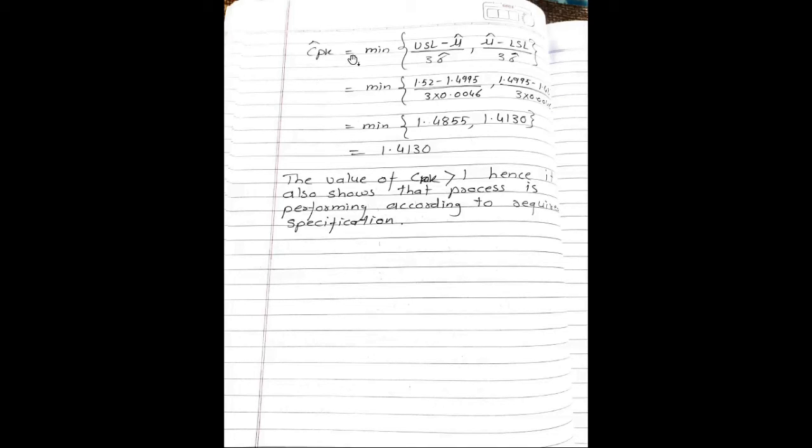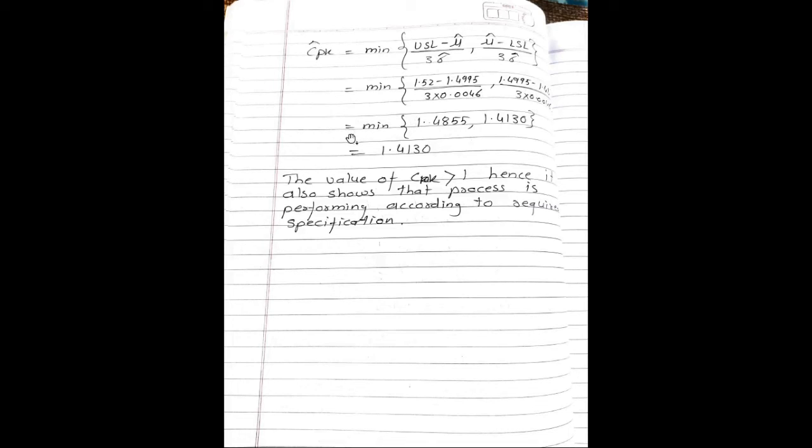CPK can be calculated as the minimum of (upper specification limit minus mu cap) upon 3 sigma cap, comma, (mu cap minus lower specification limit) divided by 3 sigma cap, which is equal to the minimum of (1.52 minus 1.4995) divided by 3 into 0.0046, comma, (1.4995 minus 1.48) divided by 3 into 0.0046.